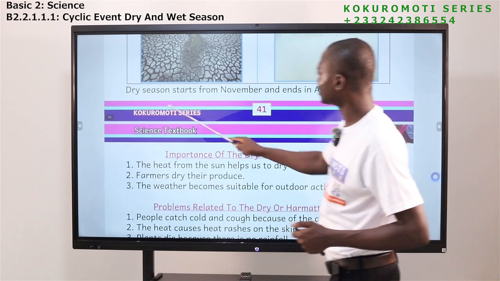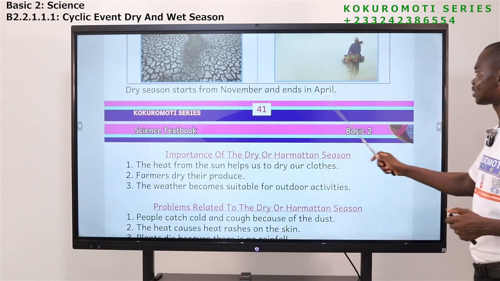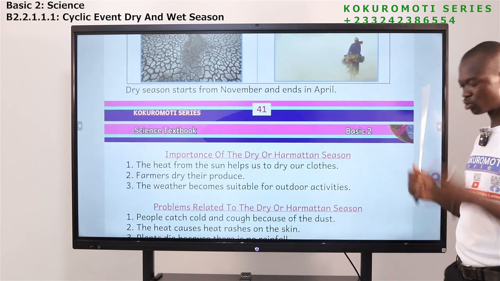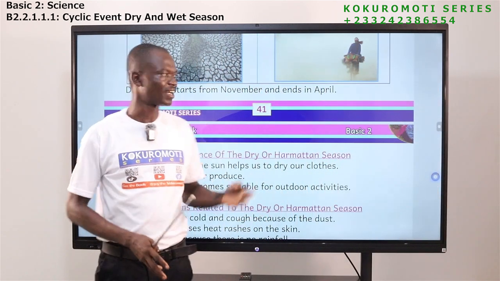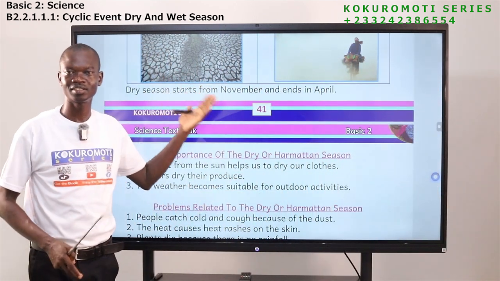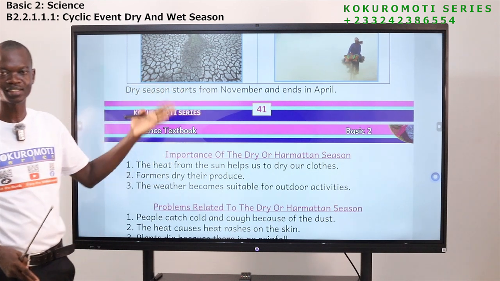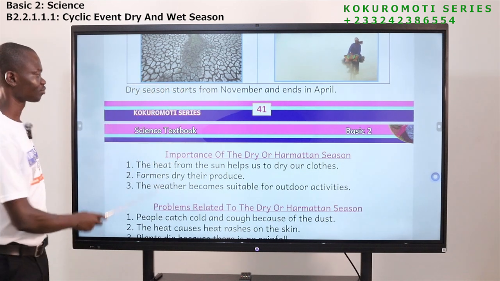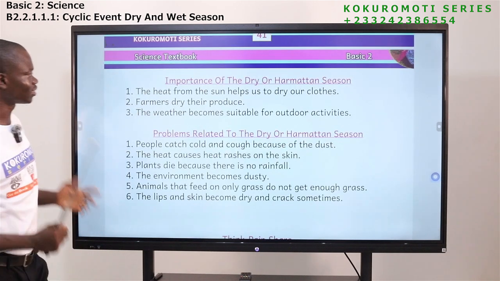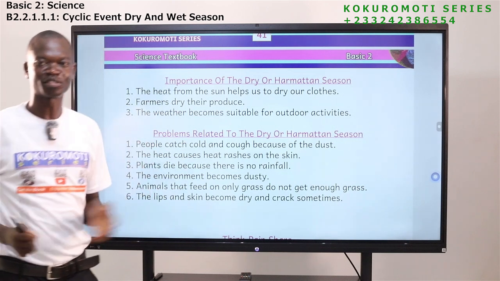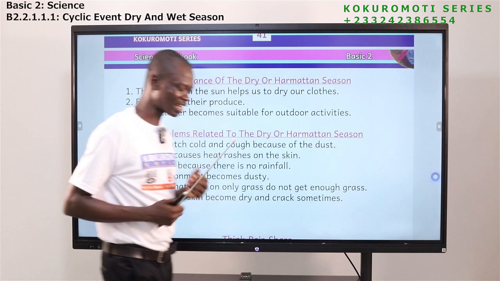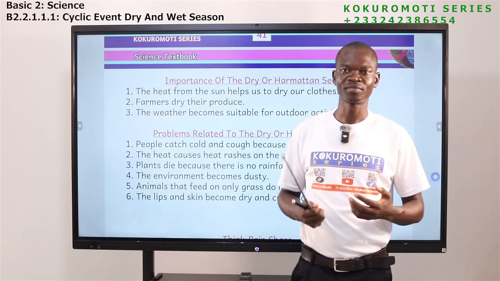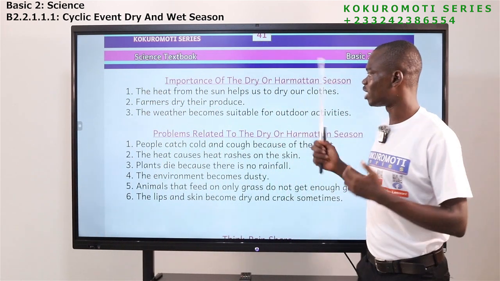Now we are saying that dry season starts from November and ends in April. So we should know the time. From November up to April, expect this. Dry season. Okay. Now let's look at the importance of dry season. So what are the things that happen that we benefit from during dry season? So we are looking at it.